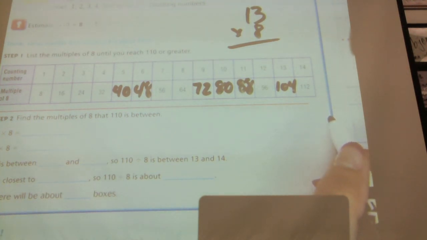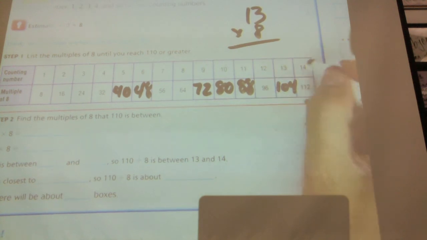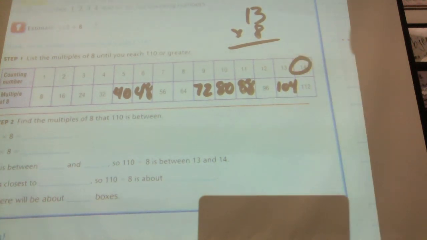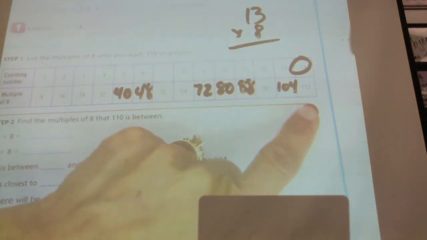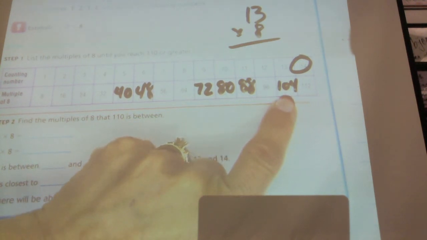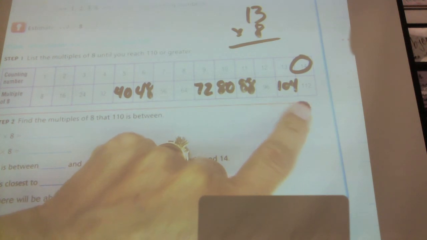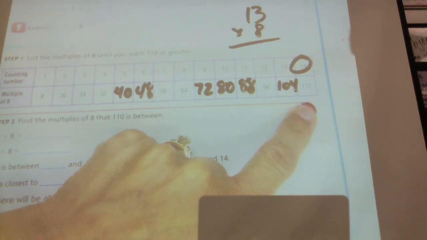How many boxes do you guys think? 14. Probably about 14. If we're looking at our chart here, we can tell, well, if I only did 13, am I going to have enough boxes for all my muffins? No. So I need one more. Is my last box going to be full? No. Think about it.